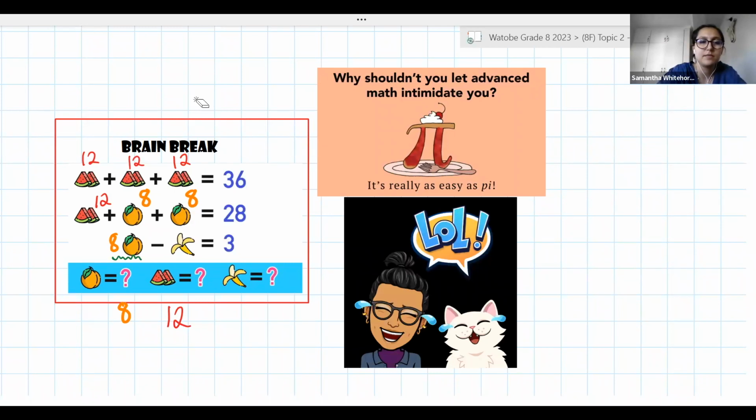You have to subtract 5. Excellent, well done. So that means that my banana is 5. Well done, guys. Very, very nice. Okay, so that is the value of our oranges, watermelons, and bananas. Very, very nice. Well done, guys.